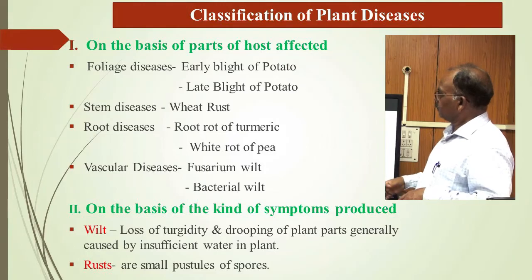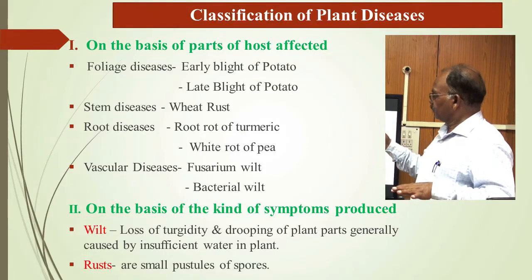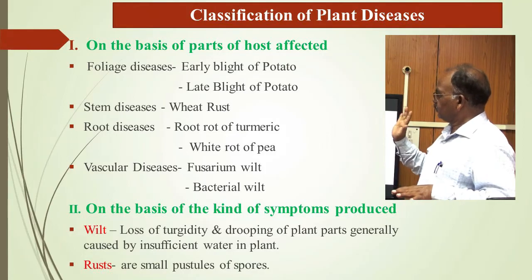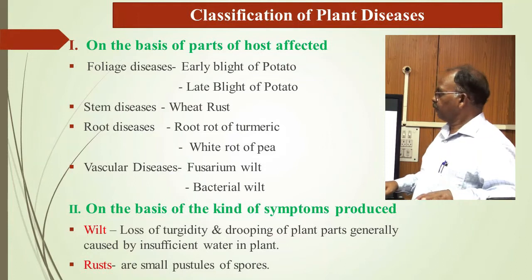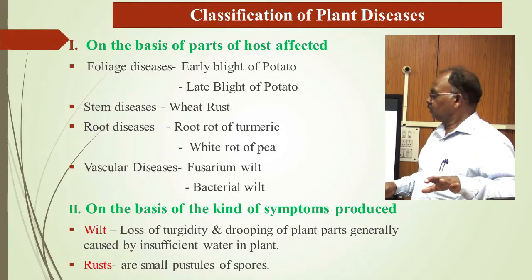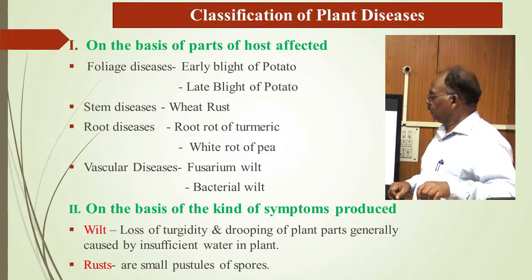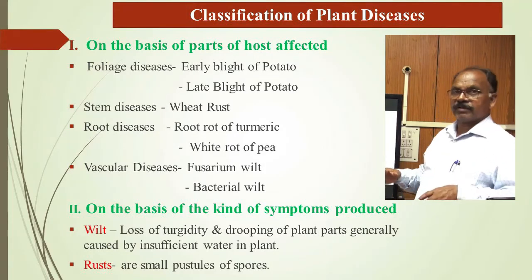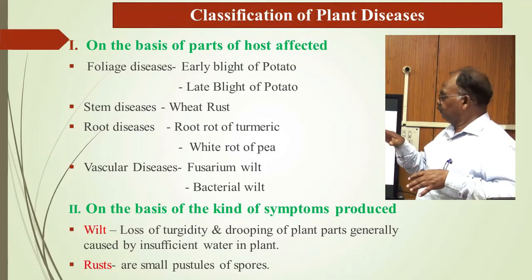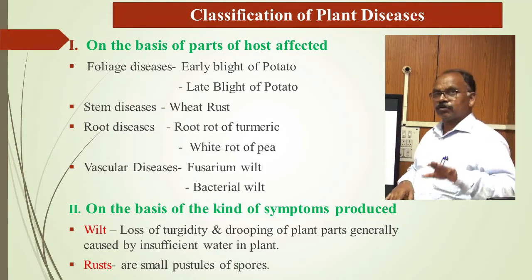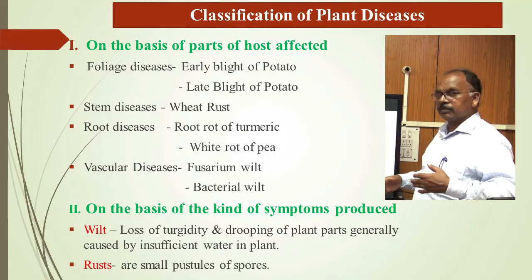And stem disease is the disease which occurs on the stem. Wheat rust is an important stem disease. Wheat rust is caused by Puccinia graminis tritici. And root diseases such as root rot of turmeric, white rot of pea, and vascular diseases, fusarium wilt and bacterial wilt. Plant diseases are also classified on the basis of the kind of symptoms produced, such as wilt, loss of turgidity, drooping of the plant parts.